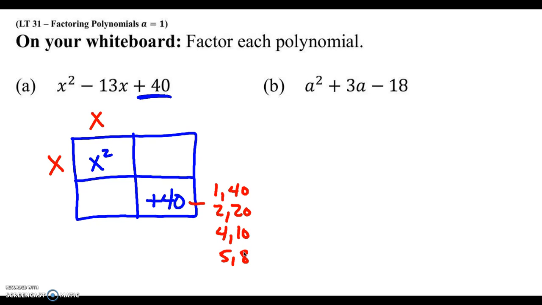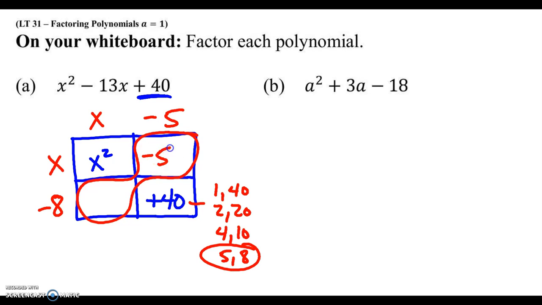And I want to find the pair that would give me negative 13 in these two boxes right here. And I think it's this one, 5 and 8. But what I realize is that to get negative 13, they're both going to be negative numbers, aren't they? I've got negative 5x and negative 8x, and that combines to negative 13x. So I've got it worked.